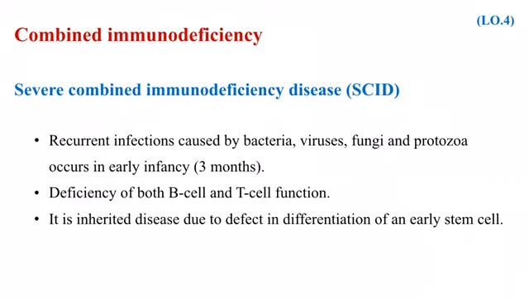It's an inherited disease, of course, due to a defect. As we said, it's a congenital disease due to a defect in differentiation of an early stem cell. Defective differentiation of the stem cell will cause deficiency in both B and T cell functions in that case.